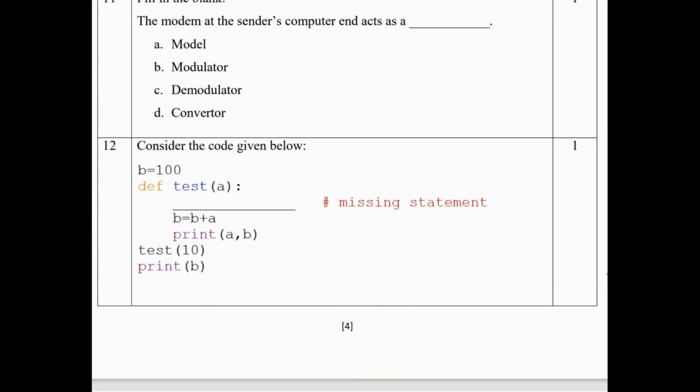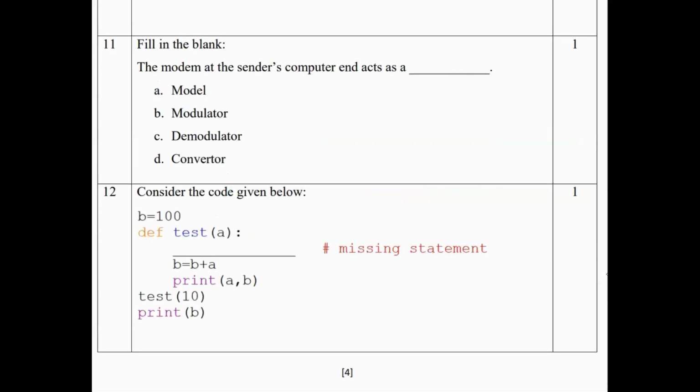Let us move on to the 11th question. Fill in the blank. The modem at the sender's computer end acts as a dash. They have given the options: model, modulator, demodulator and converter. So what is the answer? The modulator. So the modem at the sender's computer's end will be acting as a modulator.